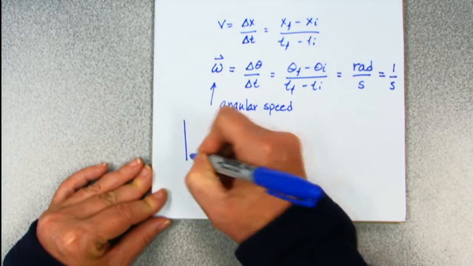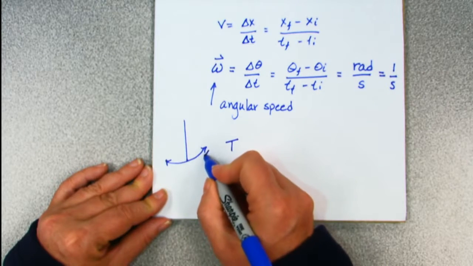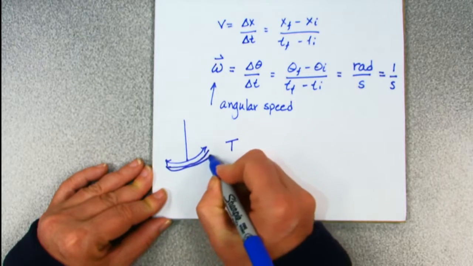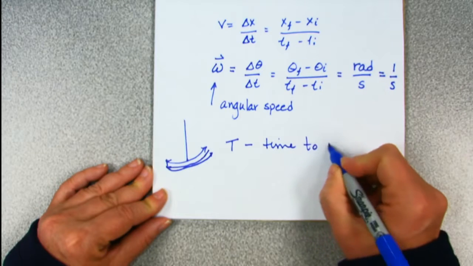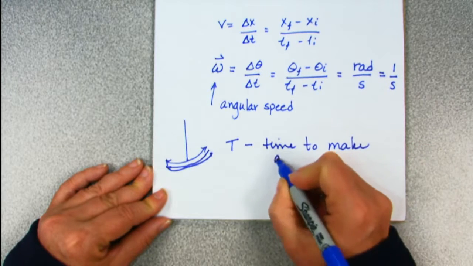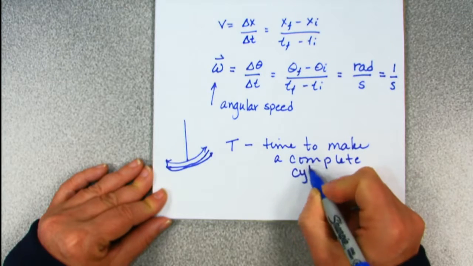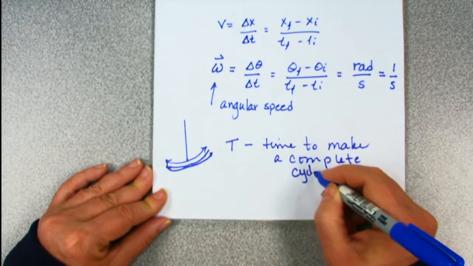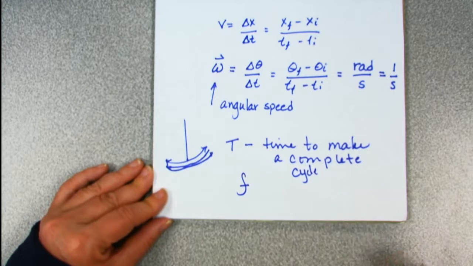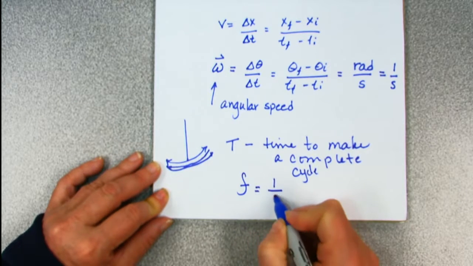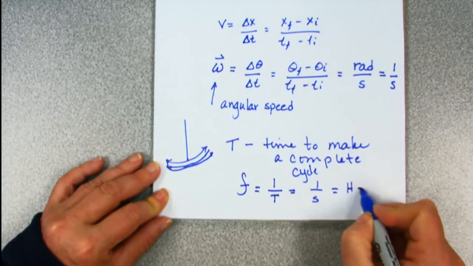So 1/seconds, that's why I talked about that projection moving back and forth, because if I have a pendulum that's going back and forth, we have a period, right? The period is the time that it takes to make a complete cycle. And frequency is equal to 1 over the period. So frequency is 1/seconds, and we've defined that as hertz.